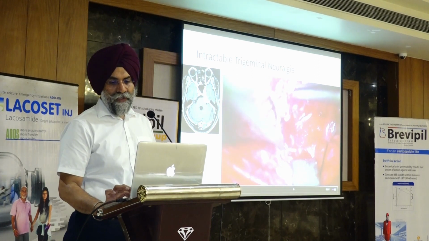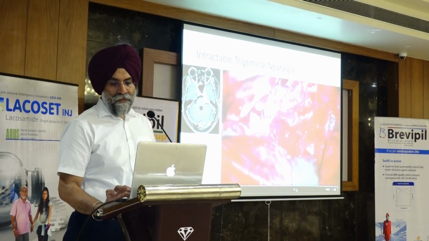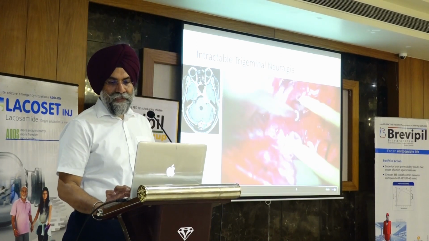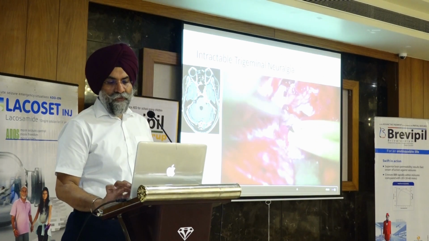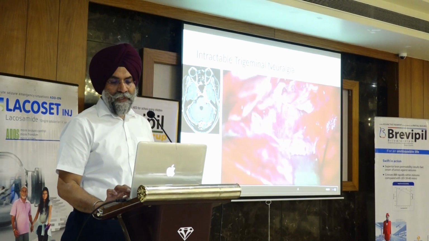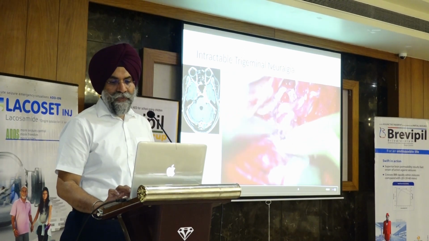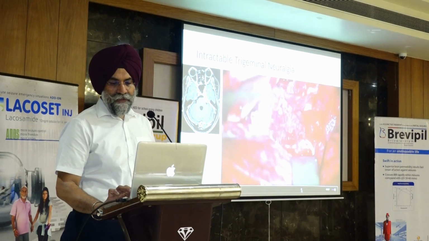This is the area of the Meckel's cave. So this is the whole fibers of the fifth nerve. It's completely decompressed from its origin from the brainstem till its destination to the foramen ovale and the foramen rotundum. So this whole nerve is decompressed. The tumor is completely taken off.